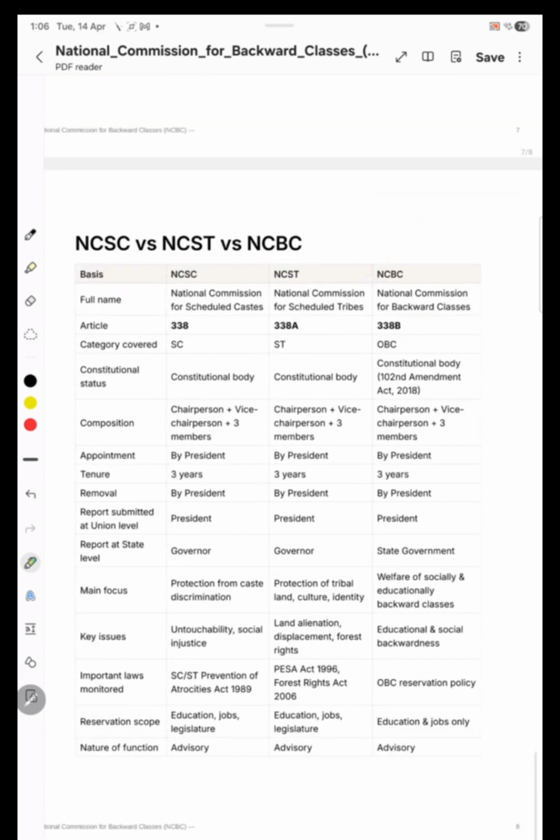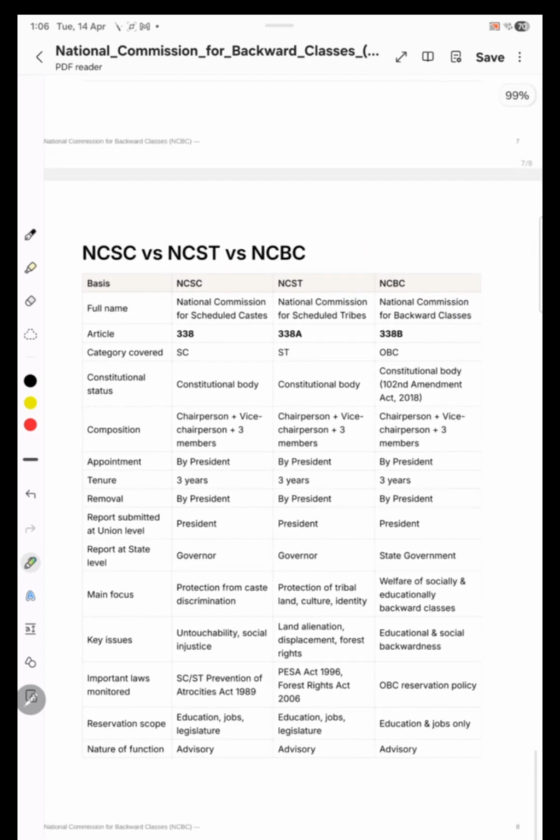NCBC ensures social justice and equality, and the focus areas are reservation benefits, welfare schemes, educational upliftment and social equality. Now let's see all these three commissions at a glance. This is important. 338A and 338B: category SC, ST, OBC, constitutional body. This became constitutional through the 102nd Constitution Amendment Act of 2018. Composition is the same, 5 members appointed by the president, and tenure is 3 years. Removal is also by the president. At union level the report is submitted to the president, and at state level the report is submitted to the governor and the state government.